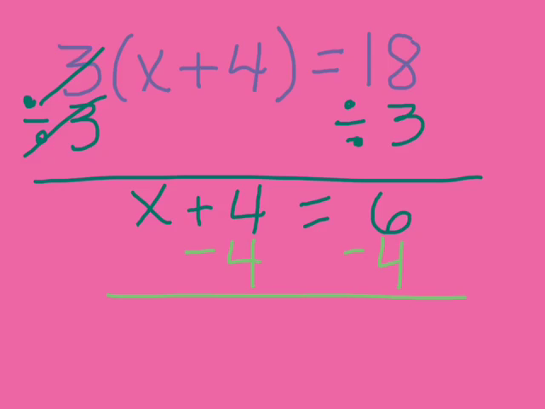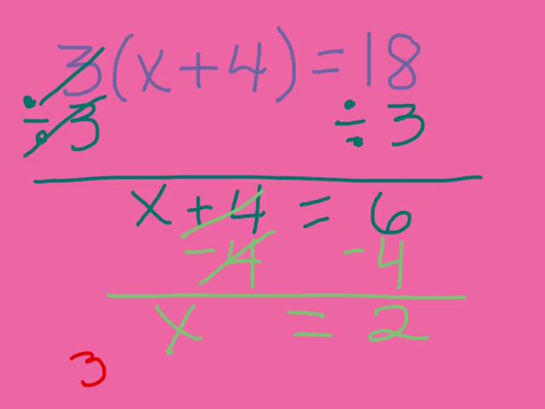Why did I do that? To undo the plus 4. So what's left is an x. And on the right, 6 minus 4 is 2. So the solution to this equation, the x value that makes this equation true, is 2. So if I substituted 2 back in, everything here should work out.